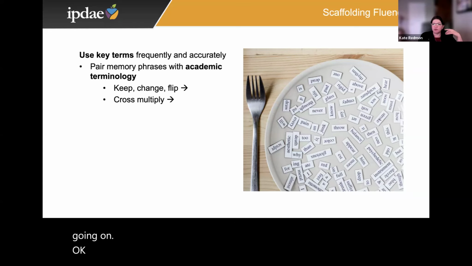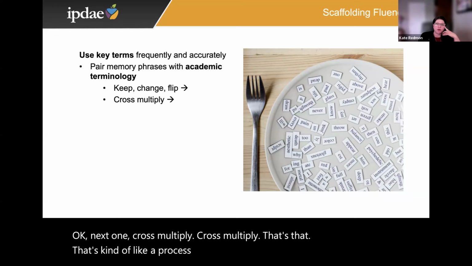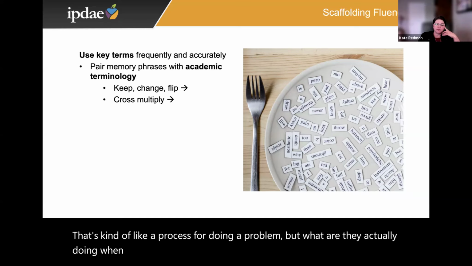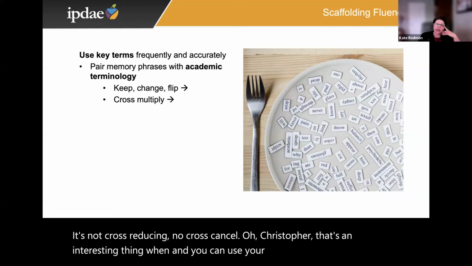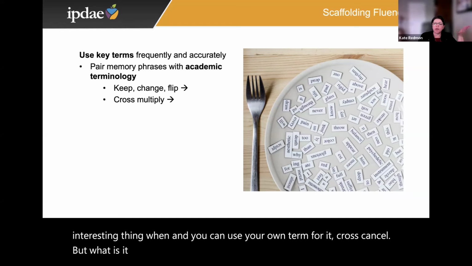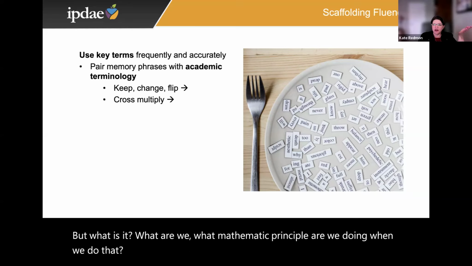Okay, next one, cross multiply. Cross multiply, that's kind of like a process for doing a problem, but what are they actually doing when they cross multiply? It's not cross reducing. No. Cross cancel. Ooh, Christopher, that's an interesting thing. And you can use your own term for it, cross cancel, but what is it? What mathematic principle are we doing when we do that? Multiply the numerators and denominators.